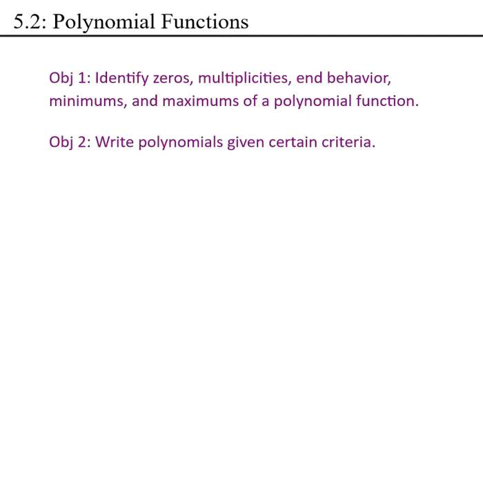Okay, so we're going to be identifying zeros, looking at multiplicities. We saw that in Desmos. End behavior, that was the second Desmos. Mins and maxes we found on the calculator the other day. And then we're also going to write polynomials given certain criteria. So this is summarizing what we've seen in the past two Desmos and putting this all together into how do we graph a polynomial function and how do I write an equation of a polynomial function from either the graph or from certain characteristics.